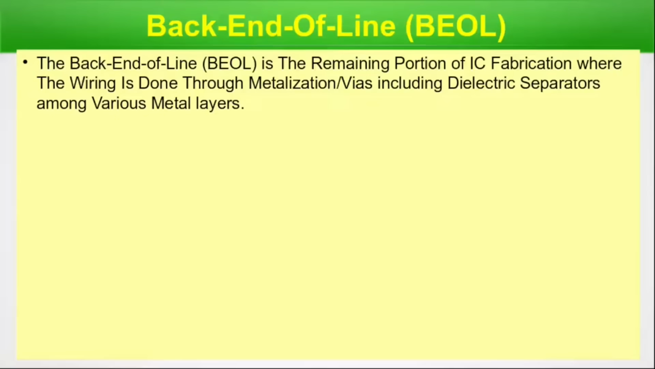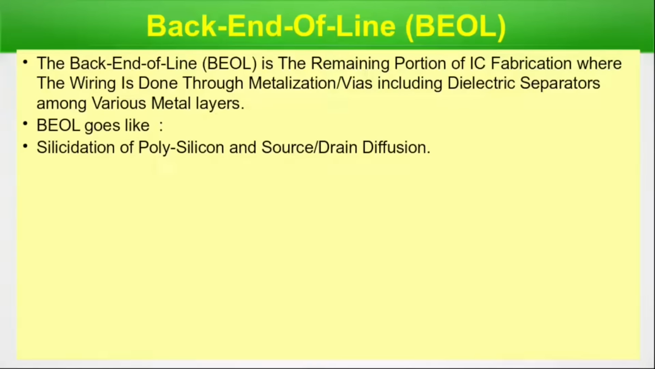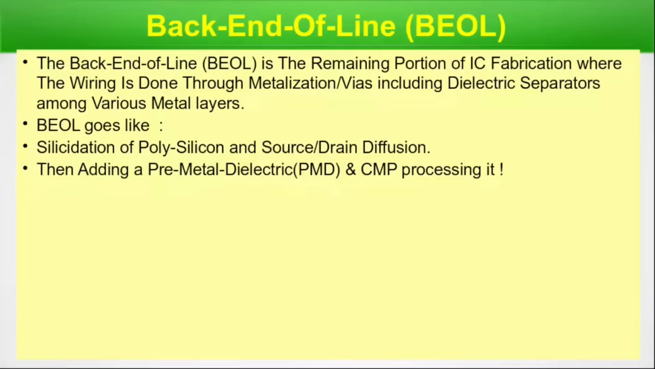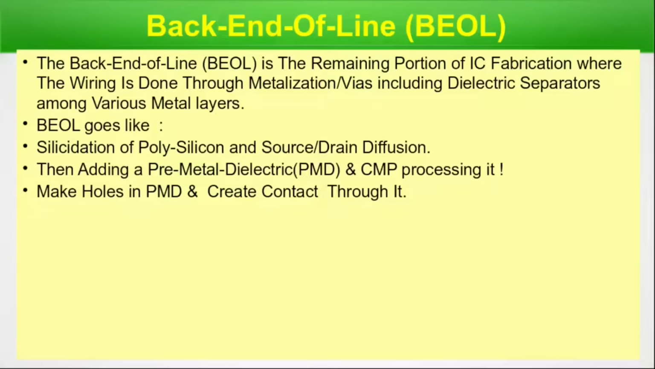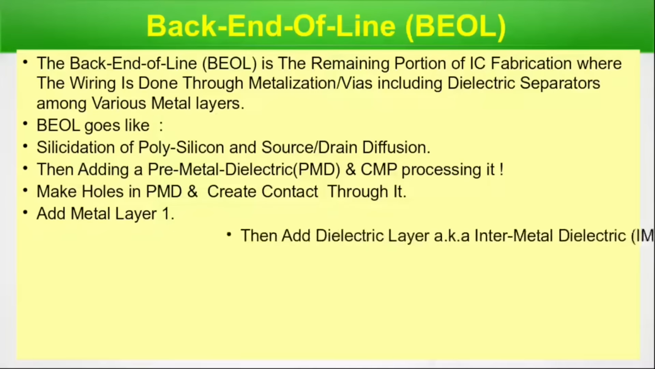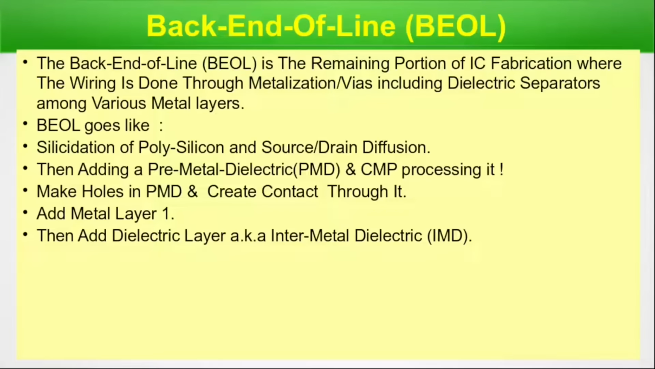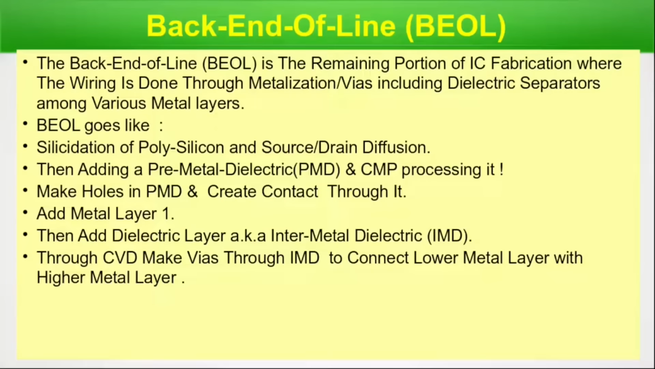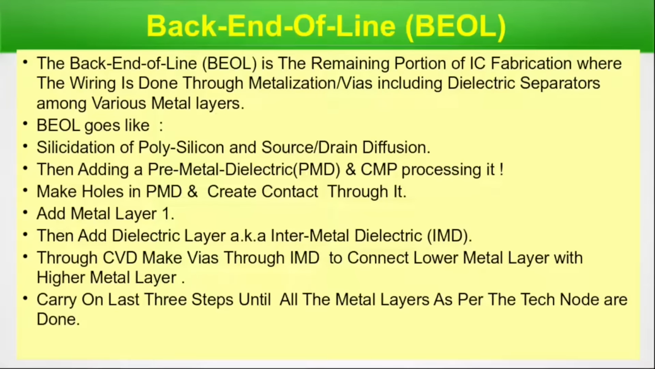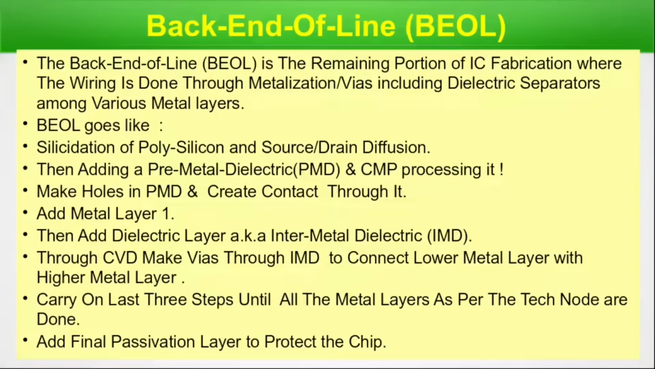Back end of line, BEOL. The back end of line is the remaining portion of the IC fabrication, where the wiring is done through the metallization or vias, including dielectric separators among various metal layers. And it goes like silicidation of the polysilicon and source drain diffusion, then adding a pre-metal dielectric and CMP polishing it, then making holes in PMD and creating contact through it, adding metal layer 1, then adding the intermetal dielectric, also known as IMD, by CVD, making vias through the IMD to connect lower metal layer with the higher metal layer. Carry on the last step until all the metal layers as per the particular tech node are done, and add a final passivation layer to protect the entire chip. We are done with this particular slide, so let's move on.